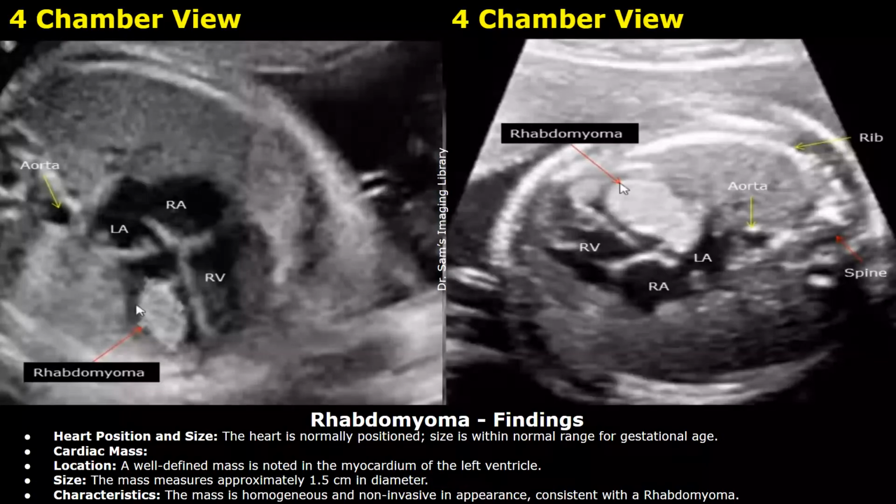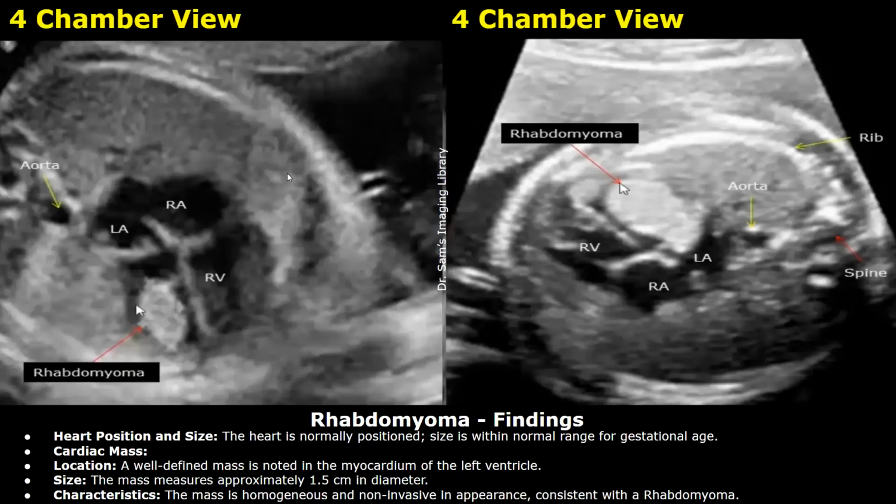This is a case of rhabdomyoma. It is a tumor of the heart muscle. These are the findings. Heart position is normal. Cardiac mass. Location. A well-defined mass is noted in the myocardium of the left ventricle.